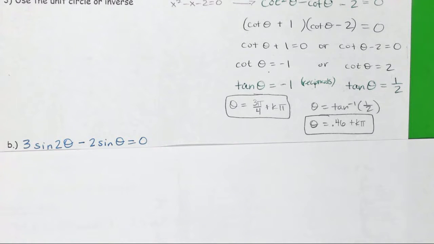So that's 3 sine squared? No. Oh, I think, no, there's 2 theta. 3 sine of 2 theta. Okay, so for part B, you have 3 sine of 2 theta. So it's not squared, it's of 2 theta. And then minus 2 sine of theta equals 0. Okay, so I want you to look at that and see if you can tell if anything's different about it.